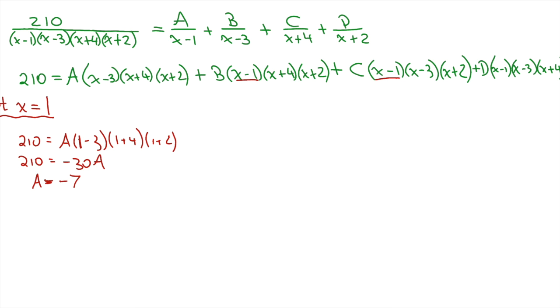Oh, that actually goes in? Oh, yeah, it does. Yeah, it's 21 and 30. Oh, 21 and 3. So a is equal to negative 7.